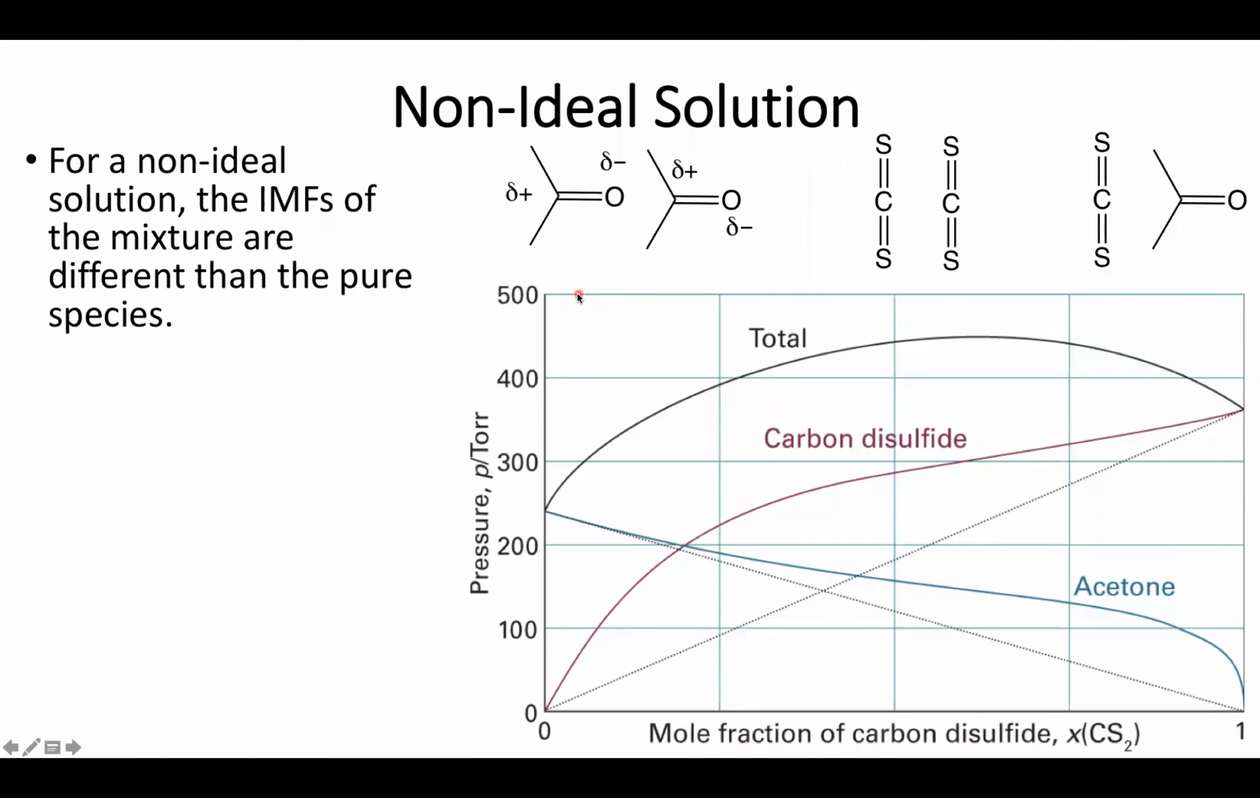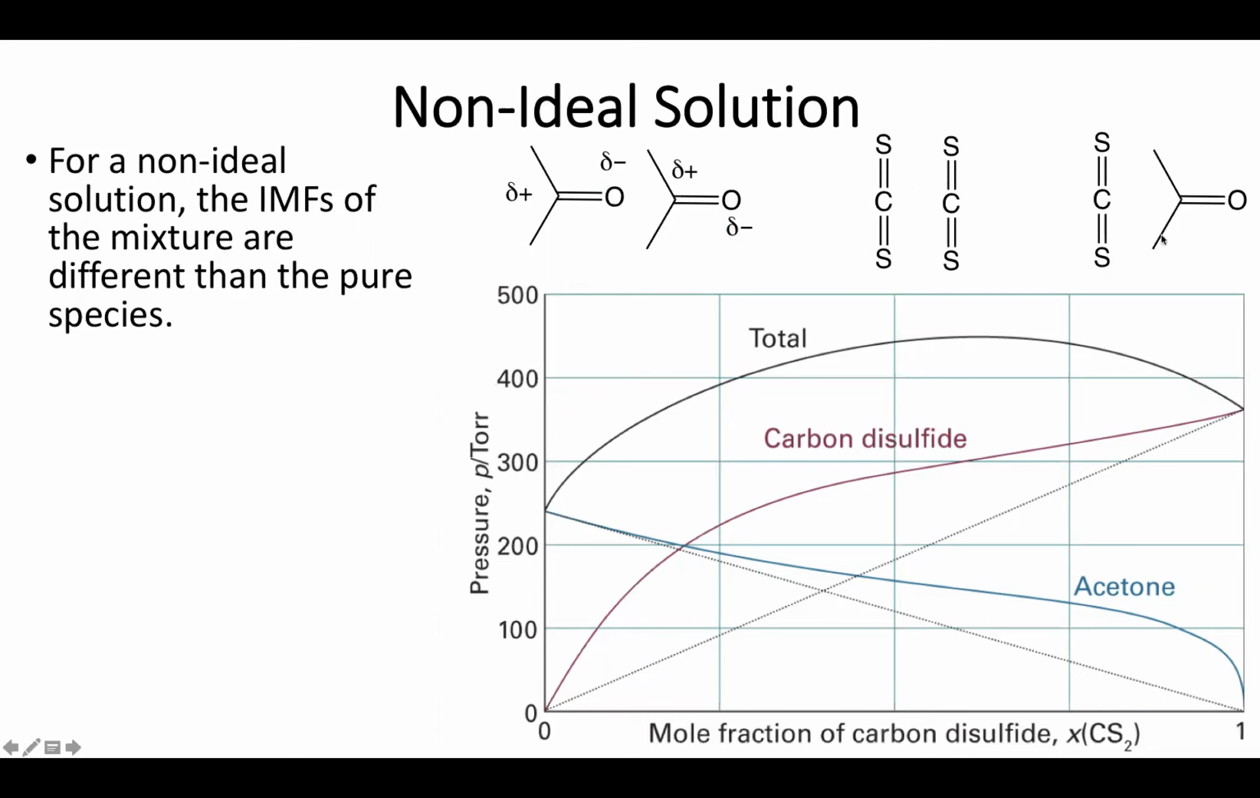And again, as a reminder, a non-ideal mixture is essentially any sort of mixture where the IMFs are going to be different in the mixed state than from the pure state. So for example, if I'm looking at, say, acetone mixing with carbon disulfide, we run into some issues because it turns out that while we often think of acetone as nonpolar, you'll notice that it does actually have a decent dipole. Whereas carbon disulfide has absolutely no dipole, and so is thus nonpolar.